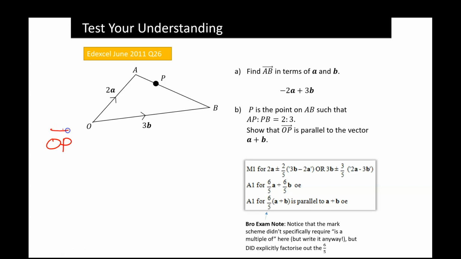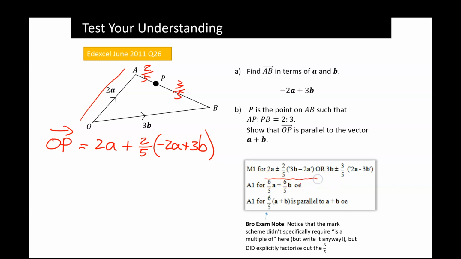So OP is equal to 2A plus, what do we do? So we've got 2/5 and 3/5. So we've got 2/5 of AB. Well, that's minus A plus 3B. Kind of what they're going on. So yeah, they do this bit here. Tidy that up a bit. So that's going to give us minus. Oh, I've put the plus now.